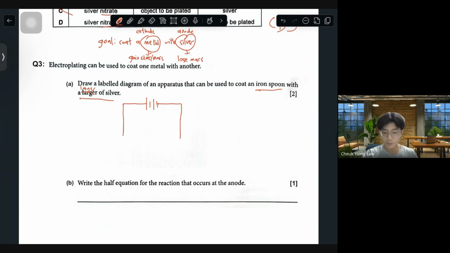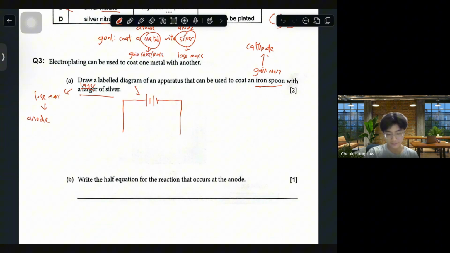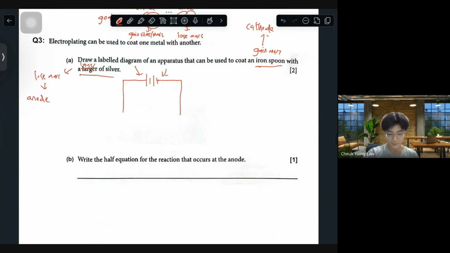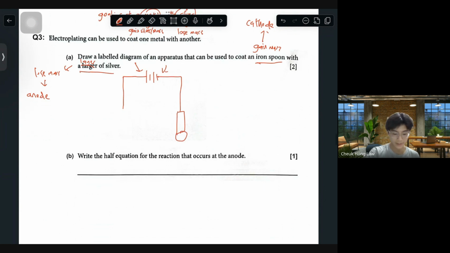So your iron spoon will gain mass, right? It will gain the silver. So it is the cathode. Okay, the cathode gains electrons. Then your layer of silver will lose mass. Okay, it will dissolve in the solution. So it is the anode. So anode is positive, cathode is negative. So you have to draw your spoon at the cathode, and then the anode, just draw a regular rectangle.